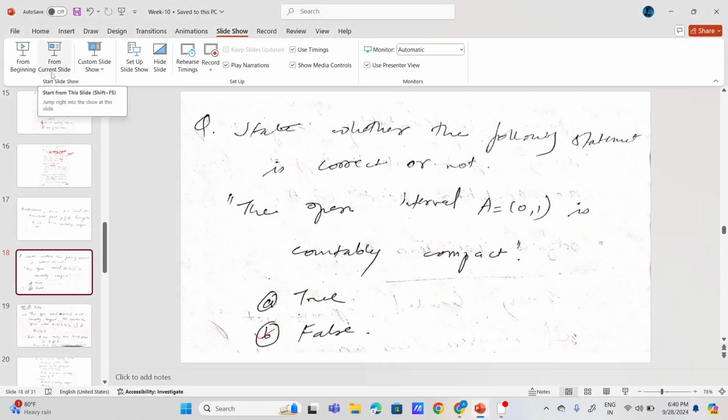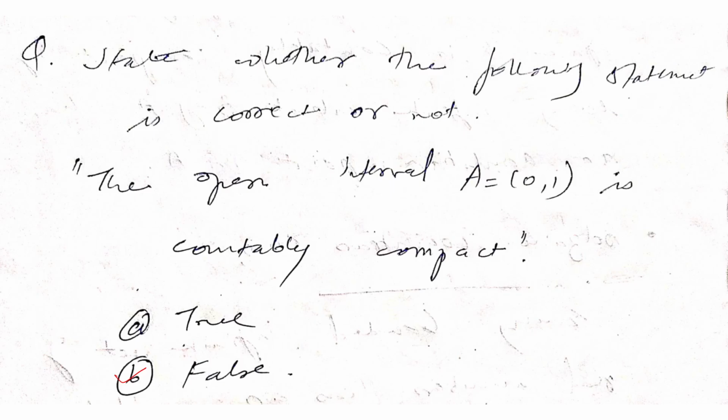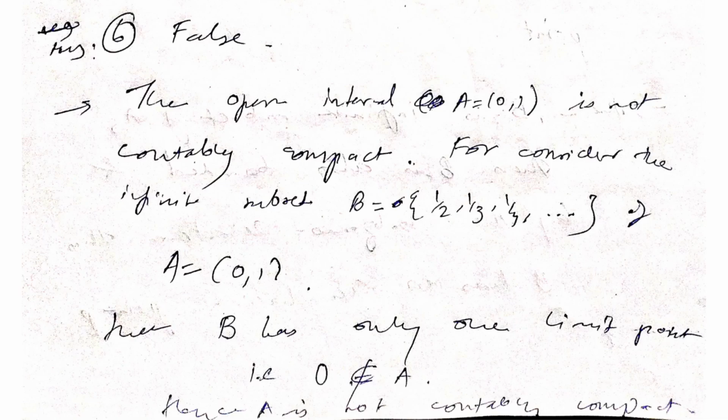So let's see the answer part. So it will be false. How can we prove it? The open interval A equal to (0, 1) is not countably compact. Why? Consider the infinite subset B, which we have taken as 1/2, 1/3, 1/4. Now here B has only one limit point, that is 0, that does not belong to A. Hence we can say that A is not countably compact.